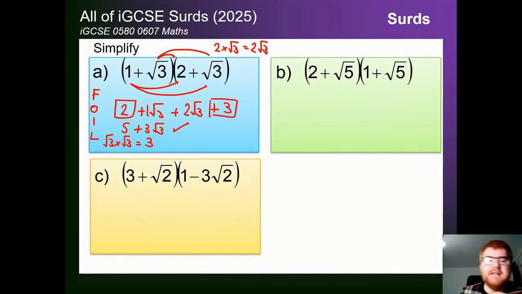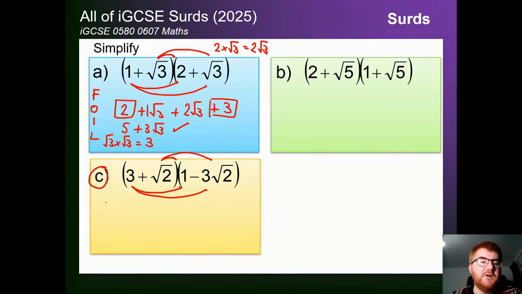What I'd like to look at is something a little bit more tricky here. So let's look at question C. Again, we still use first, outside, inside, last. So 3 times 1 is 3. 3 times minus 3 root 2. So let's think about that for a moment.